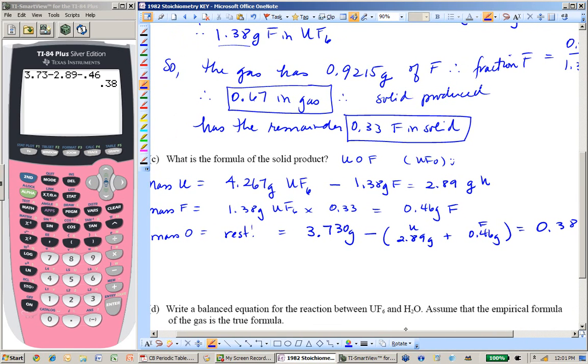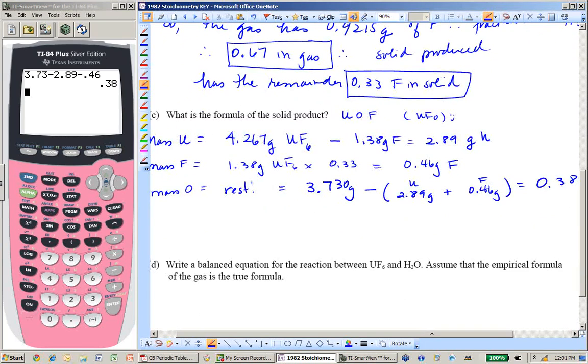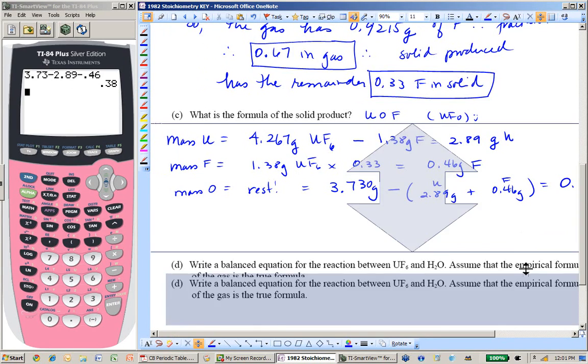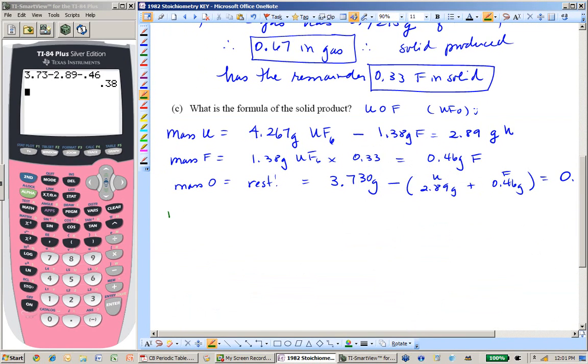Okay, so what was all of that good for? All of that was good for me to get grams so that I can calculate moles, because when in doubt, I need the moles of everything. So I need a little more room here. So moles of U, F, and O are going to be the 2.89 grams of uranium, which is calculated, divided by its molar mass of 238. And fluorine will be the 0.46 grams that we just calculated, divided by its molar mass of 19. And oxygen will be 0.38 grams divided by 16 for its molar mass.